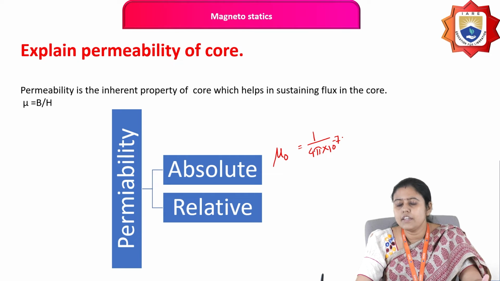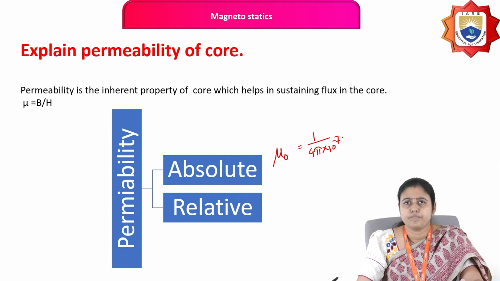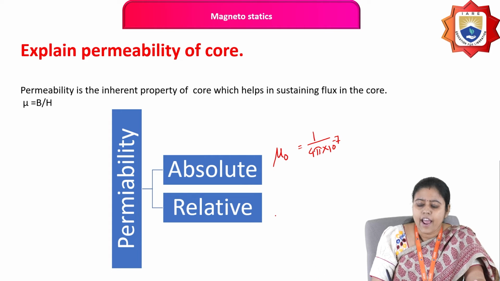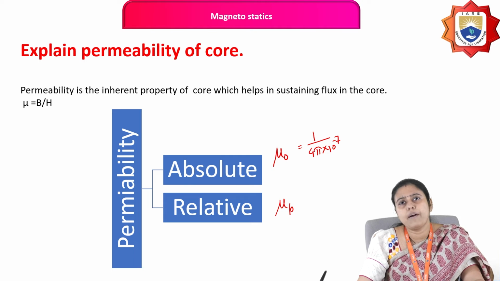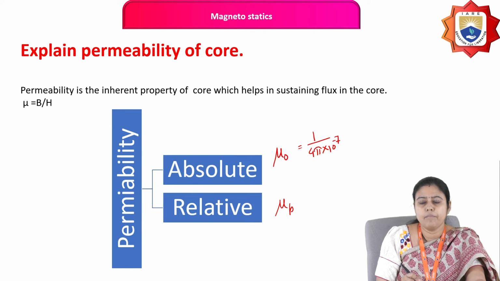The permeability of any medium with respect to the air, and we can write it by mu r. So what is relative permeability? Relative permeability means the amount of permeability with respect to iron or any other medium.